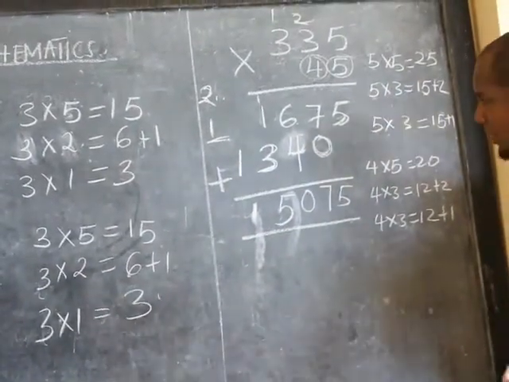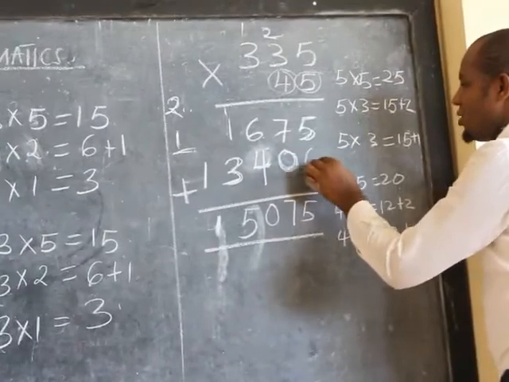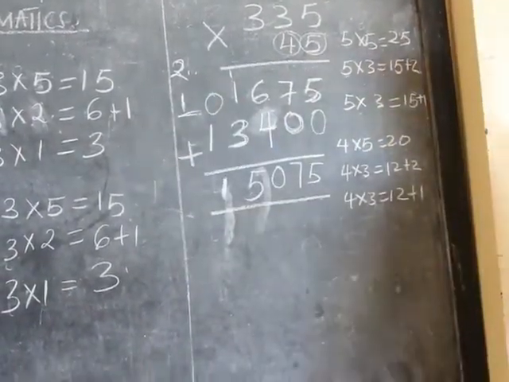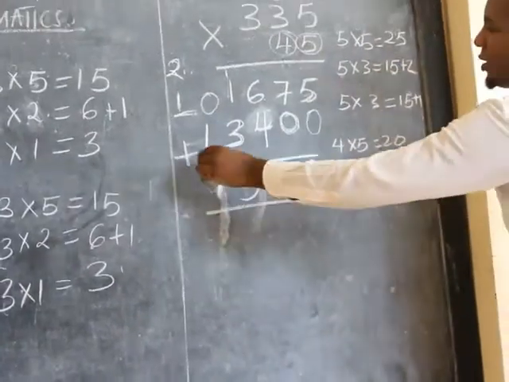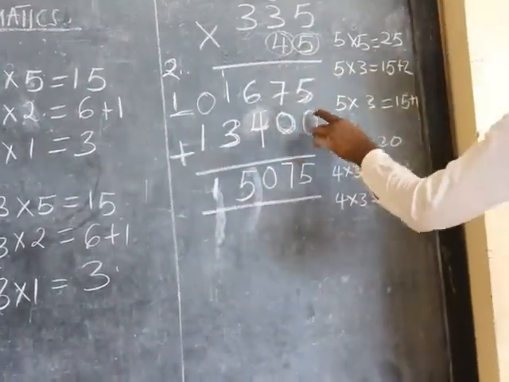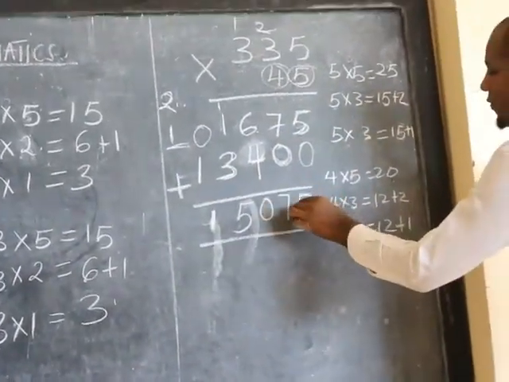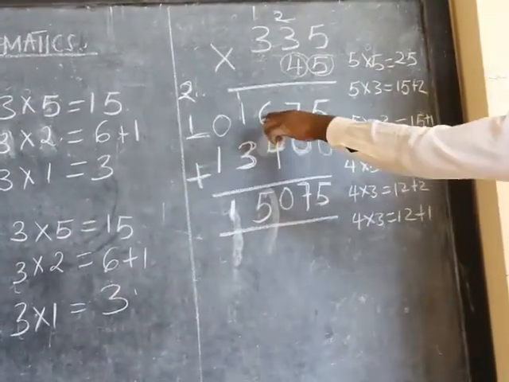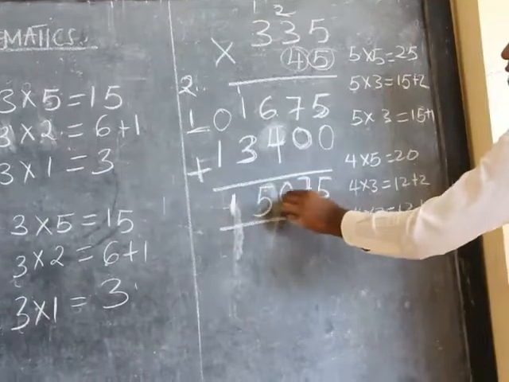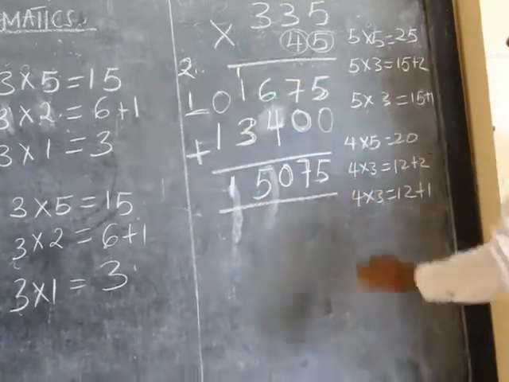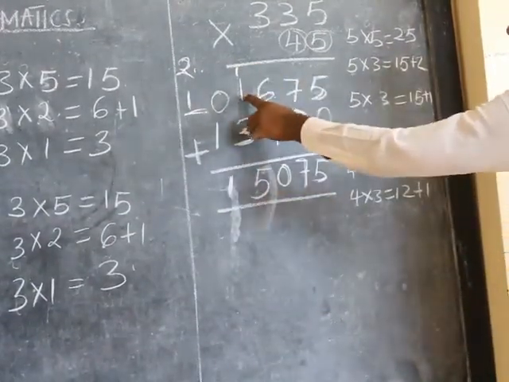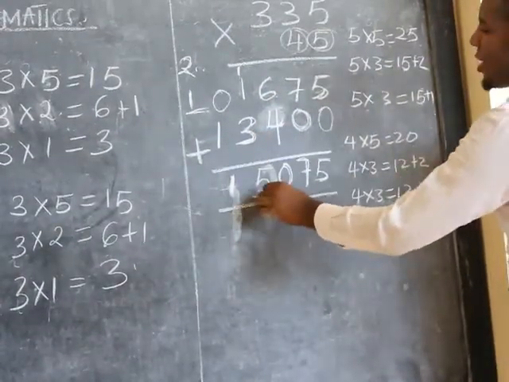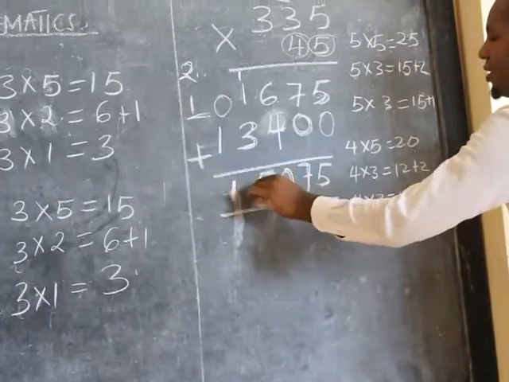My good pupil, remember I told you that we assume that this is 0 and also this one is 0. So let's do the addition now. 5 plus 0, 5. 7 plus 0, 7. 6 plus 4, 10. You write 0, you carry 1 up. 1 plus 1, 2. 2 plus 3, that is 5. Then you write 5 here.